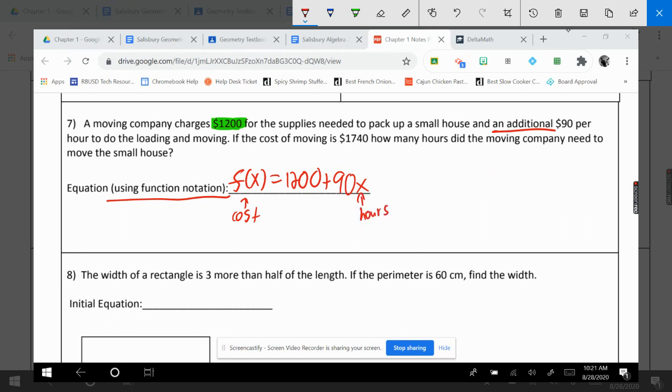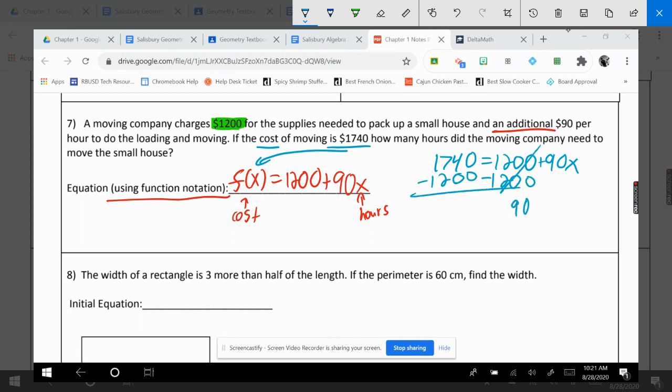Get rid of this here. Now it says that the cost of moving is $1,740. How many hours did the moving company need to move that small house? Well, cost is $1,740, which is going to go for our function. So we're going to have $1,740 equaling the equation 1,200 plus 90x. Solve for x, because we're trying to solve for how many hours. It says how many hours. So subtract 1,200 on both sides.